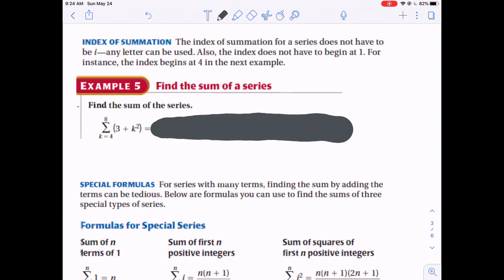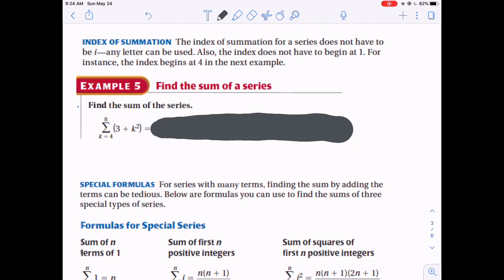Alright guys, there's one last part of 12.1 that I didn't cover last time. It's finding the sum of a series. As part of that, one thing we want to note is that the index of summation, the letter i, doesn't always have to be used.